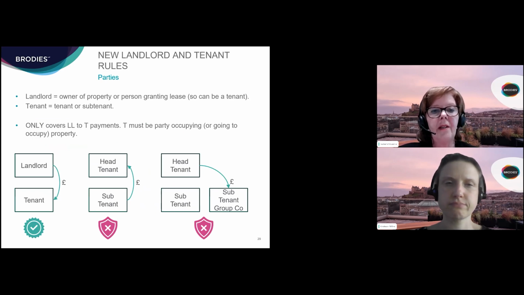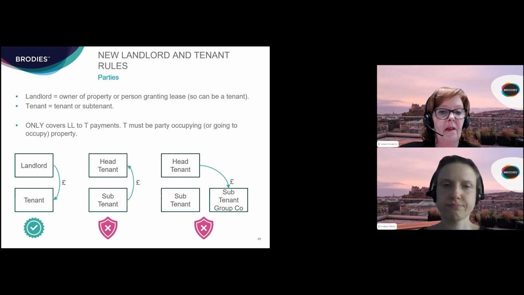The parties: it has to be a payment by the landlord to a tenant. So it has to be a payment in that direction. So landlord to tenant payment, the first illustration underneath that can conceivably be covered by the new rules, but a payment in the other direction from subtenant to head tenant won't be.